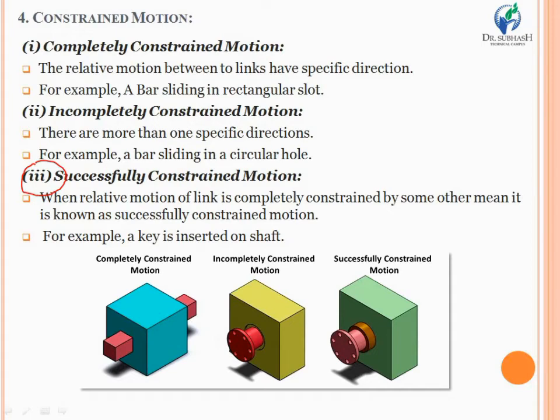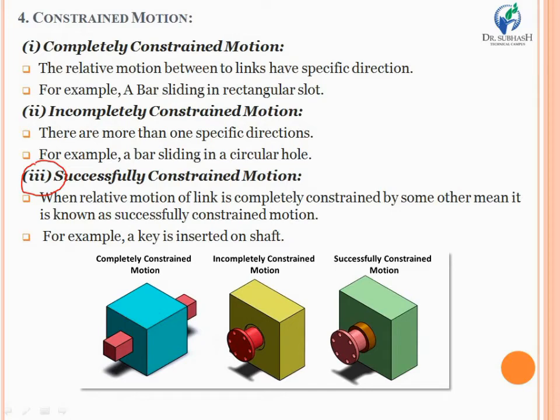So this type of motion can be identified whenever the relative motion between the links is not completely constrained by itself, but it is made so by some other means. It is called a successfully constrained motion.